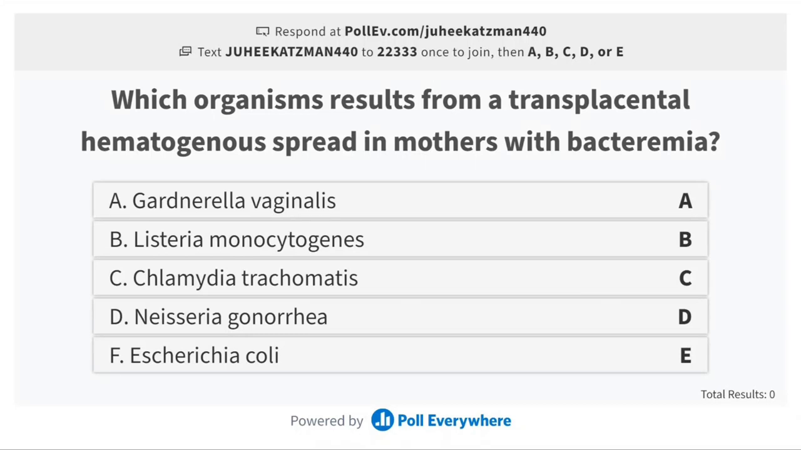Which organisms result from a transplacental hematogenous spread in mothers with bacteremia? I want to see at least 9 results. It's going up. Okay, excellent. Keep going. You can either use the web browser, or you can text as well. Text is easy too. If you text the code to the number on top, 22333, you can start answering once it gives you a go.